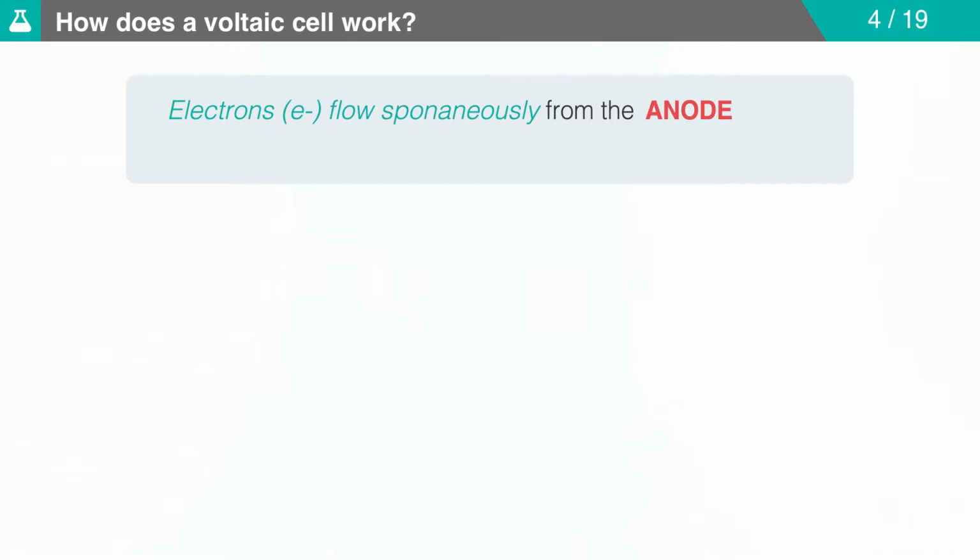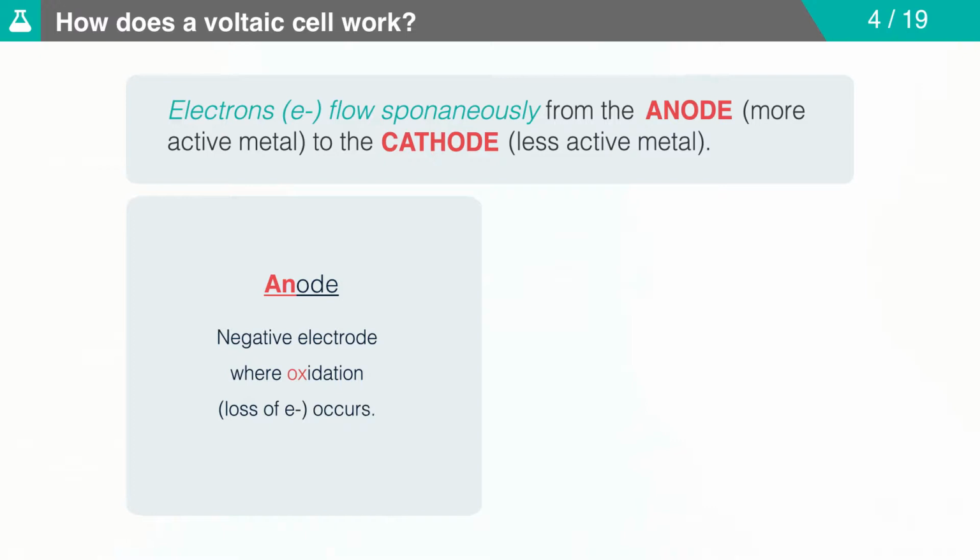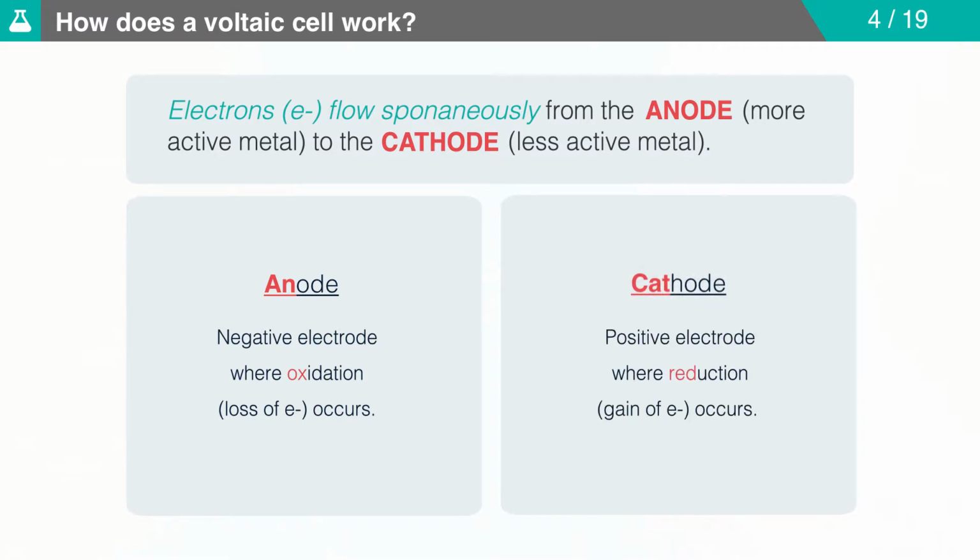So how does the cell work? Well, electrons, as I said earlier, spontaneously flow from one end to another. We call that the anode, the more active metal, higher up on table J, to the cathode, the less active metal. The anode is the negative electrode. This is where oxidation occurs, the loss of electrons. That's why electrons are leaving here and going here to the cathode. That's the positive electrode where reduction is taking place, that gain of electrons.